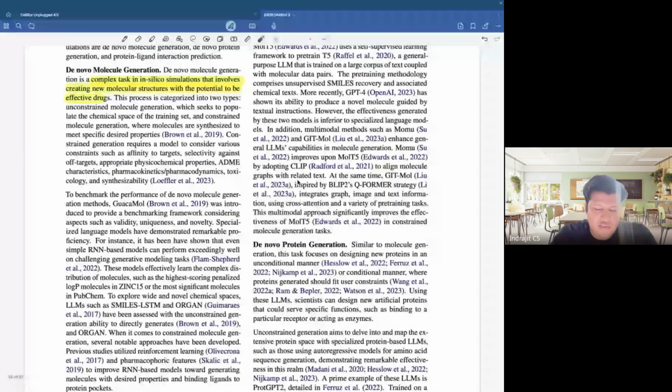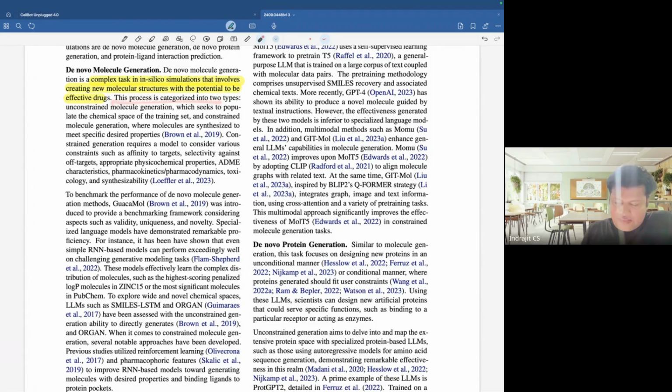And then we have de novo molecule generation. De novo is a process that involves new molecule structures. It is basically the task in the in silico simulations that involves creating new molecular structures with the potential to be effective drugs, because ultimately that's your goal. Maybe Vivek was asking about such models. Yeah, exactly, that's what I shared. ChemCrow are kind of models that are already there. So de novo molecule generation is a complex task in the in silico simulation that involves creating new molecular structures with the potential to be effective drugs, because that's what you finally want to achieve.